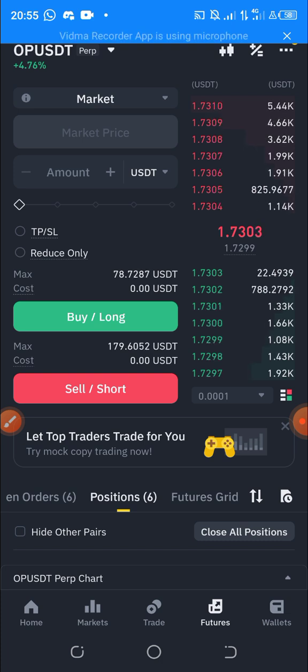So this is a simple way to trade future. Don't forget, don't use high leverage. You can start with as low as 2x, as low as 3x, and see how you are improving daily on it. Thank you for watching.